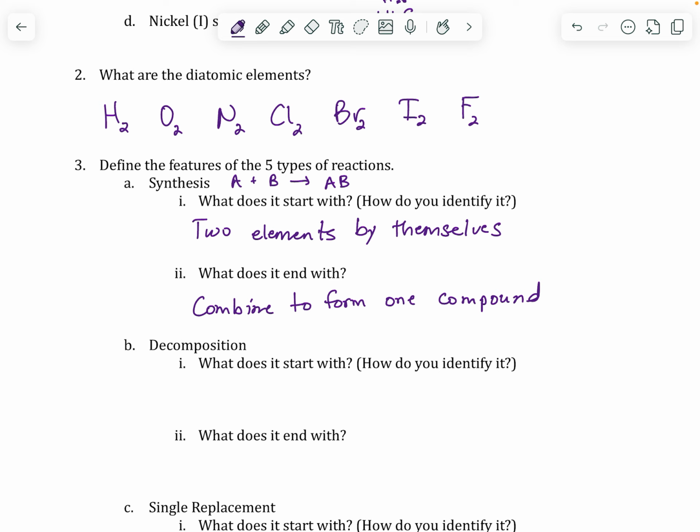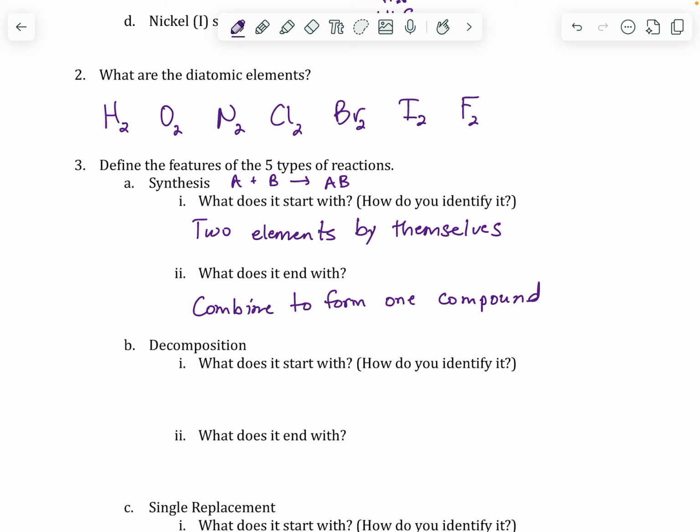Decomposition, that is the opposite, where the skeleton looks like that. AB is 1 compound. So it starts with 1 compound, and then it breaks apart into, we'll say, multiple substances. But for simplicity's sake, the decomposition reactions are going to be more so breaking up into the individual elements that create the compound that we started with. So usually the individual elements there. So again, we'll take a look at what those look like down below.